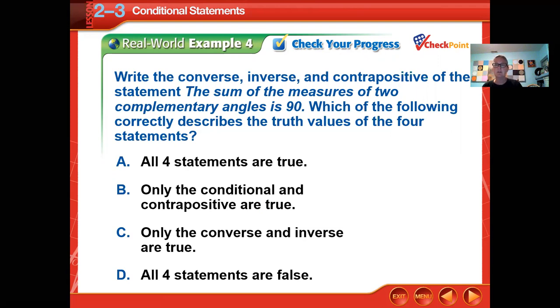So that means that all four statements are going to end up being true, and I don't even have to write them if all they want to know is a truth value. That's how that can come in handy.